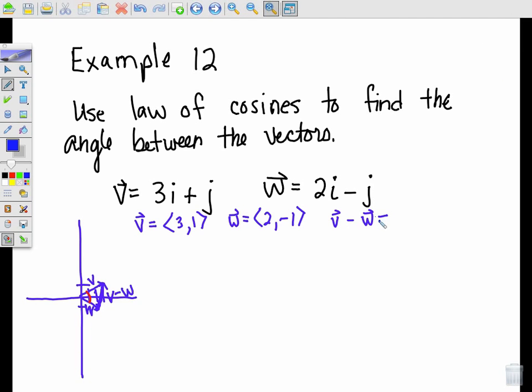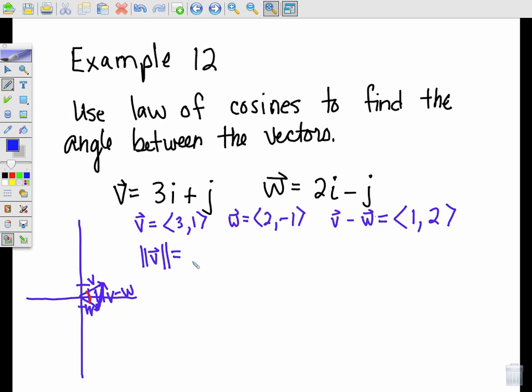Now we're able to find that vector in component form by just using our operations and subtracting. So v minus w would be 3 minus 2, that's 1, and 1 minus negative 1, which is 2. So I found that that's our third vector. Now, in order for us to find the angle between them, I'm going to use the law of cosines. To use the law of cosines, we would need to know the length of each of these three segments. So we're going to find the magnitude, which is going to tell us the length of each segment.